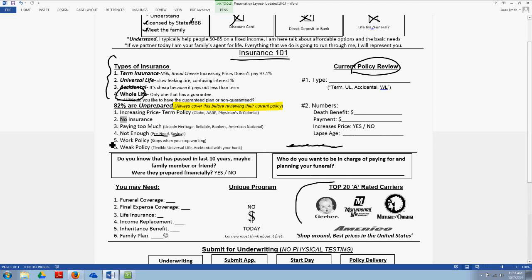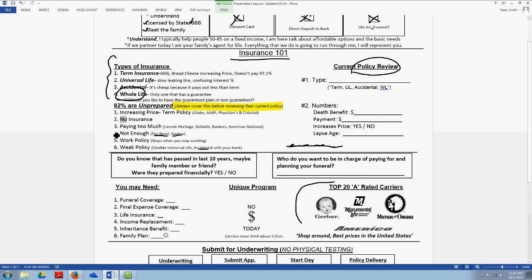Work policies are great, but they stop when you stop working. A weak policy, flexible universal life, or an accidental policy with your bank, we want to stay away from this stuff. Guys, so realize what I did right here. Again, educate before you review. So what I did right here is I educated them on everything that's out there.